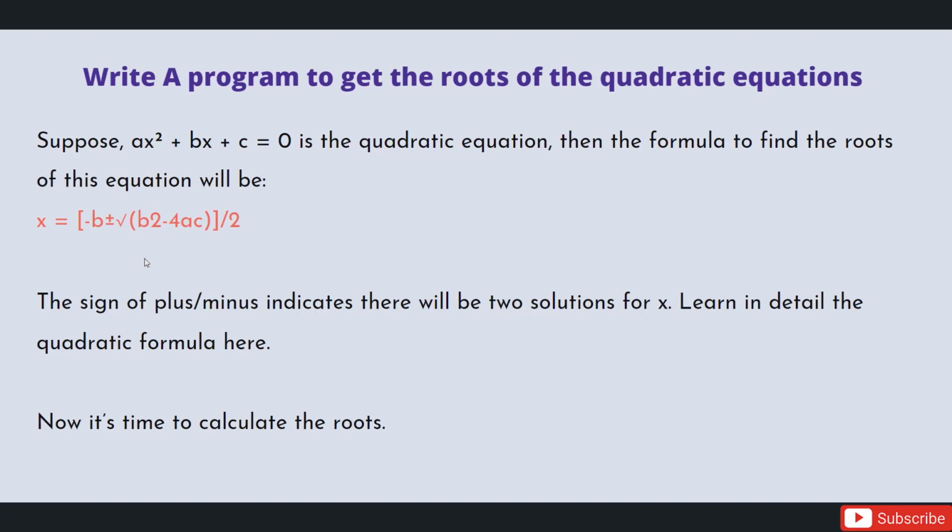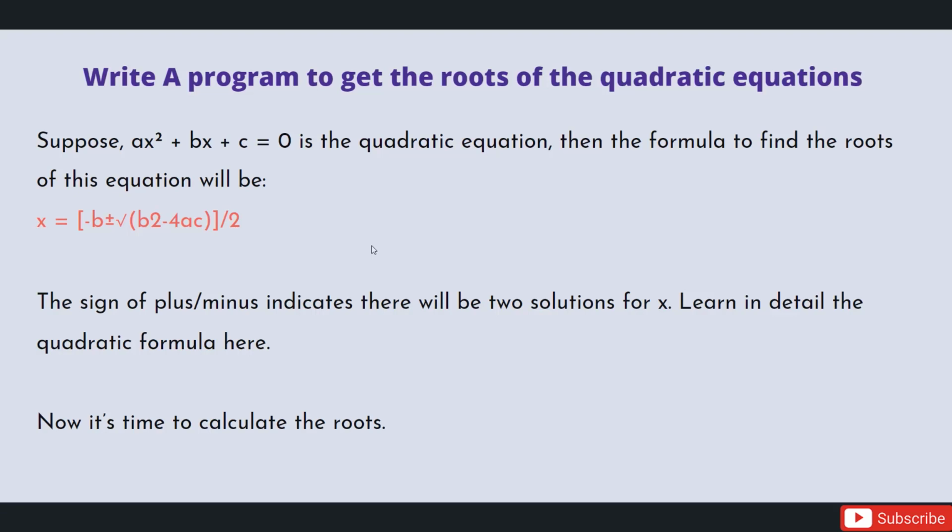And that's a pretty simple formula, that is x equal to minus b plus or minus under root of b squared minus 4ac, by 2a. So the signs of plus and minus indicate that there will be two solutions for the x value. Obviously we'll be having two solutions since it is a quadratic equation and the power of x is 2. So we must have two values of x and we're gonna find them using this formula. So yeah, now it's time to calculate the roots.